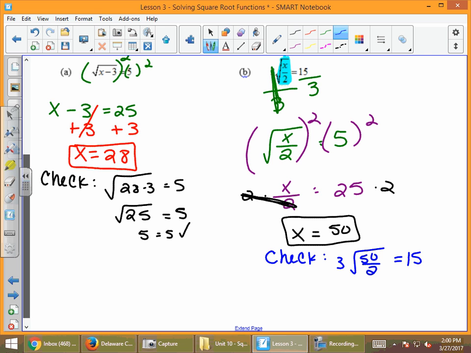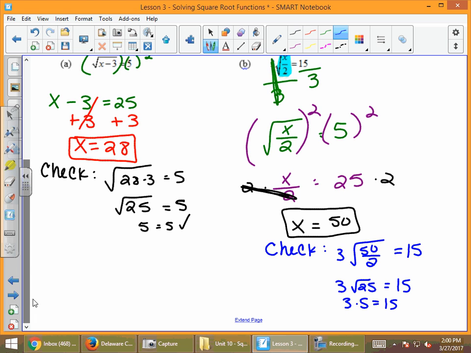Well, what's 50 divided by 2? 25. And the square root of 25 is 5. And 5 times 3 is what? 15. Okay. That works. If you get something goofy like 7 equals 15 after you plug it in, well, 7 doesn't equal 15. So that's kind of an indicator to you that it's an extraneous solution because it's not equaling out. So we got the same thing. That's good.